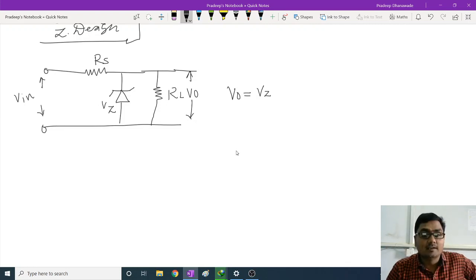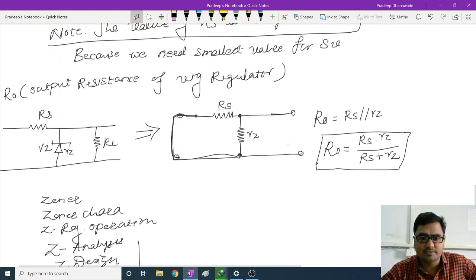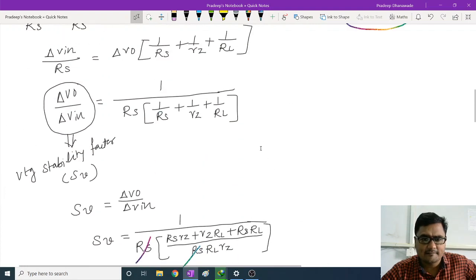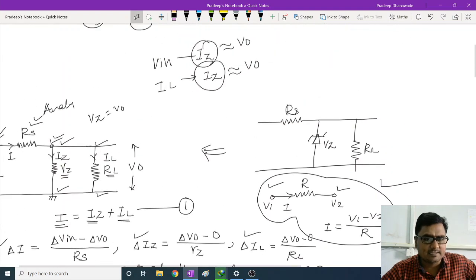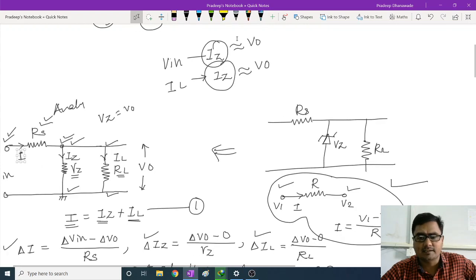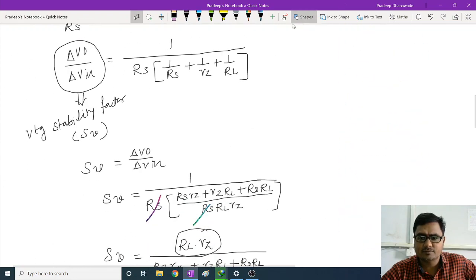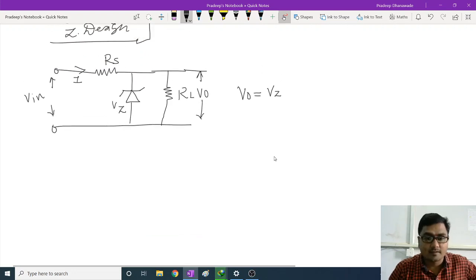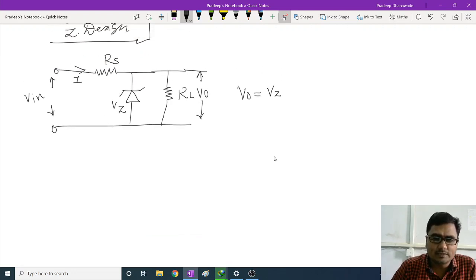Let us call this current I. Let me check whether the same notation was used in the earlier discussion, whether it is I or IS. Yes, it is I here. So let us call I the total current. The current flowing through the load resistor is IL, and the current flowing through the Zener is IZ.